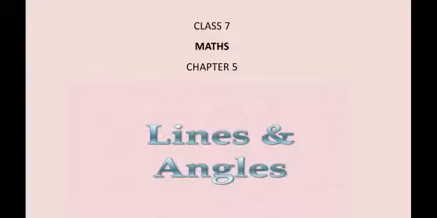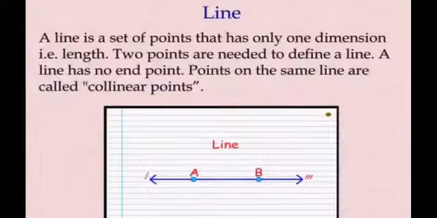Today we'll start with the new chapter Lines and Angles. What is a line? A line is a set of points that has only one dimension, that is length. Two points are needed to define a line. A line has no end point. Points on the same line are called collinear points.